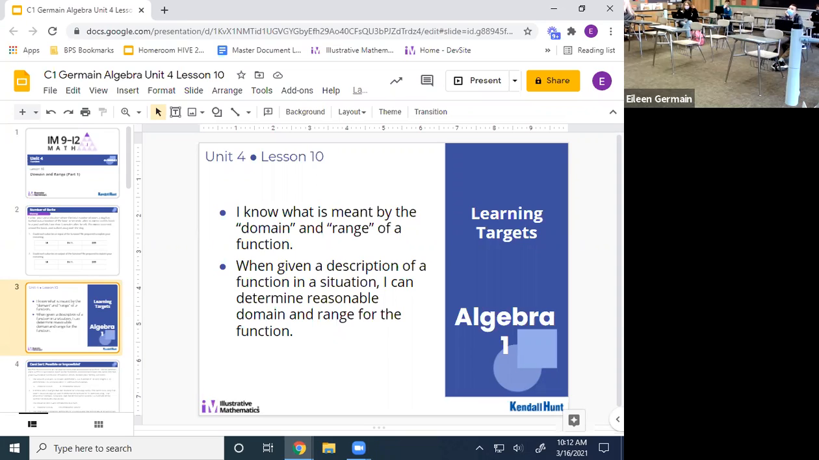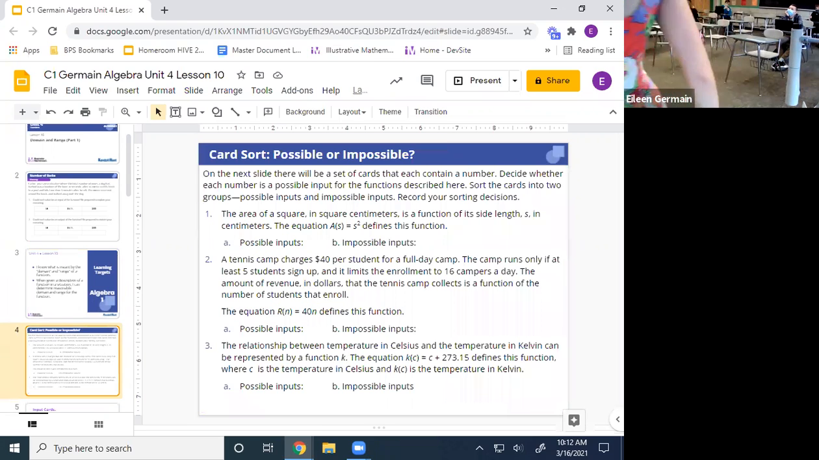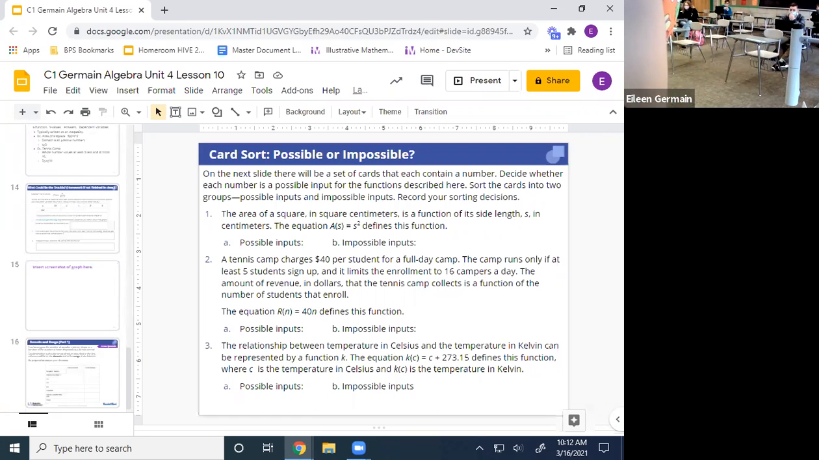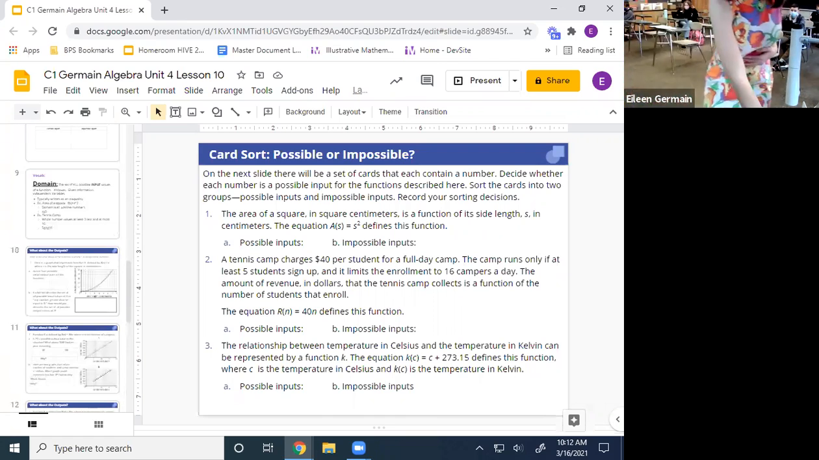when we're looking at these domains and ranges in the context of the story? So on slide 4 is where the directions are. You're not going to be doing anything on slide 4. On the next slide, there's going to be a set of 12 numbers. We're going to go through that set of numbers and determine, for each of the scenarios, is it a possible input for that function described? We're sorting them into either possible inputs or impossible inputs. We're going to do one of them together, and then we're going to look at the second two independently. Let me get to that slide first, though, because I don't know what's going on here.